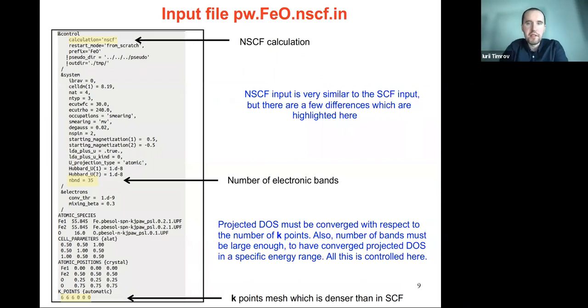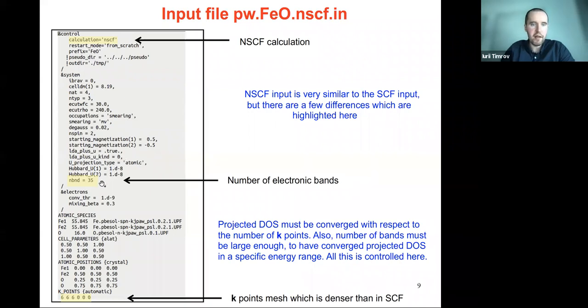Coming back to DFT plus U. Before we discussed the input for the SCF calculation, self-consistent field calculation, and this is the input for the NSCF, non-self-consistent calculation. We consider this input because we want to compute the projected density of states. So as you learned already, first we need to do the SCF calculation and then the NSCF calculation. And here many things are the same, actually exactly the same as in SCF.